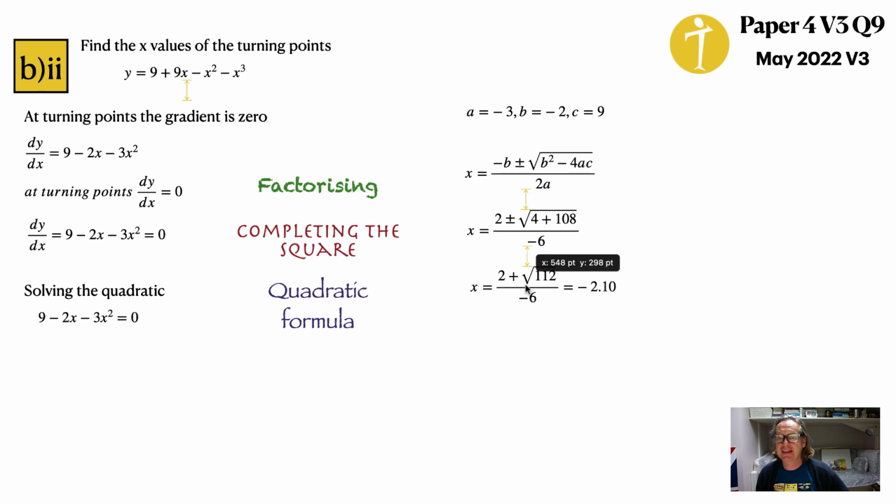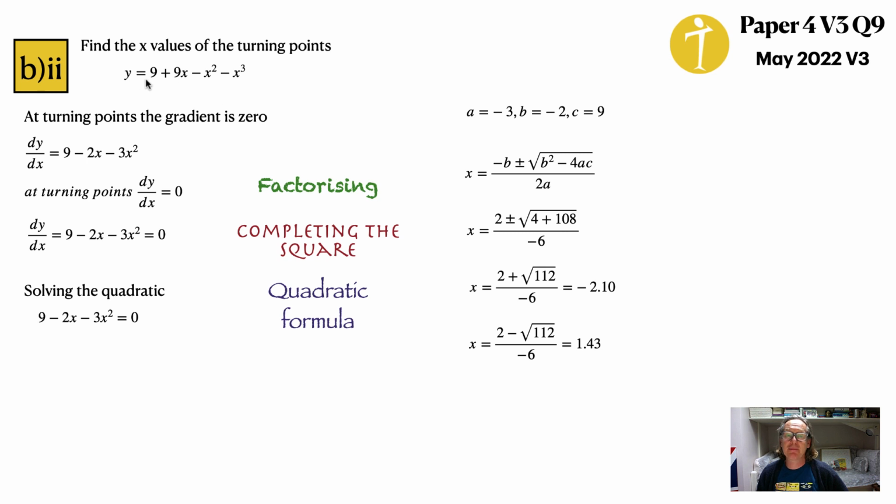Now, because square roots can be positive or negative, I have to deal with both cases. In the case that I'm adding the square root, I get 2 plus the square root of 112 divided by minus 6, and that equals minus 2.10 when rounded to 3 significant figures. And in the other case where I subtract, I subtract the root of 112 over minus 6, which gives me the other x value at 1.43. And the question asks us to find the two x values at the turning points.